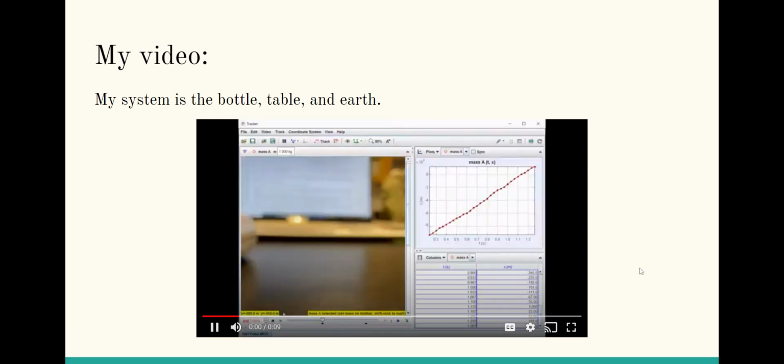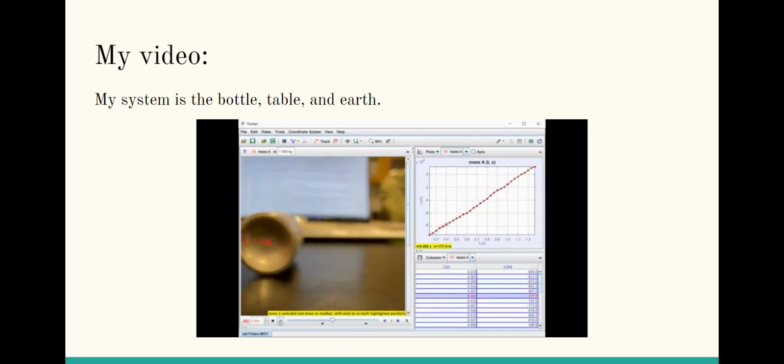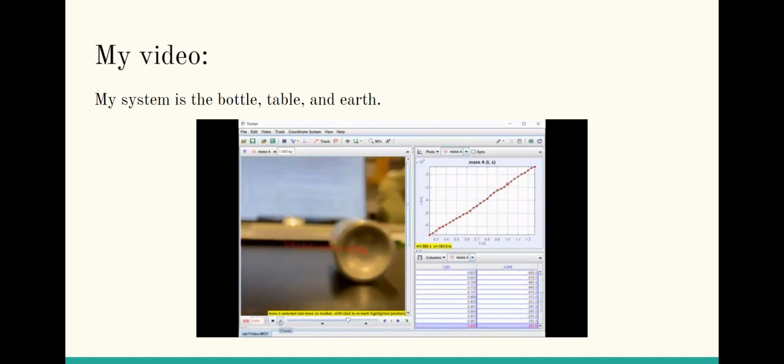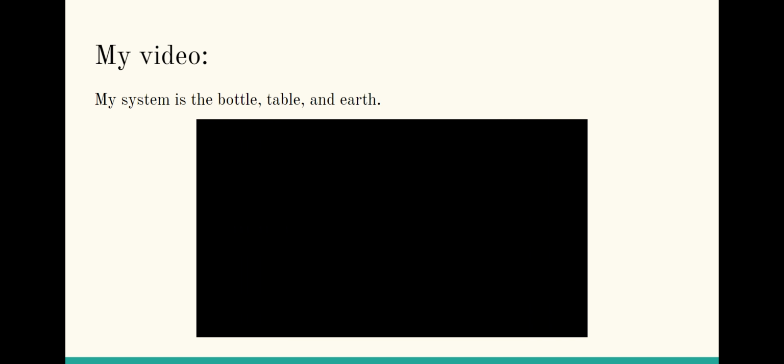Here's the video I used, and as you can see, there were very few discrepancies in my technique for gathering the position of the object frame by frame. I assume this will continue as we practice labs in this course.